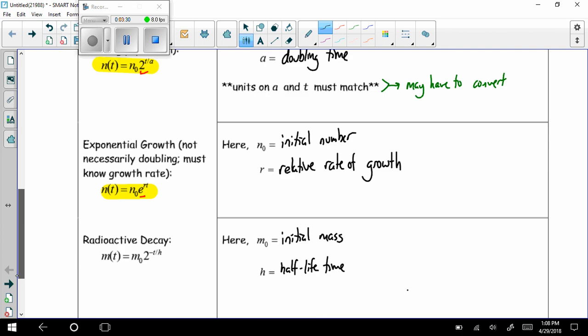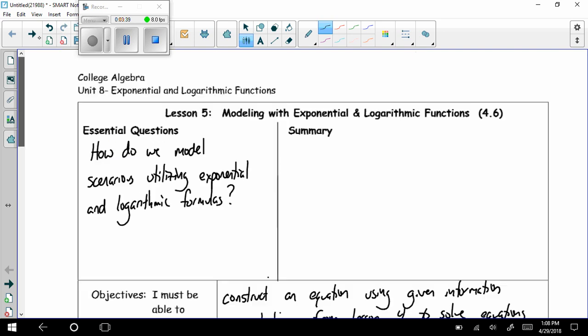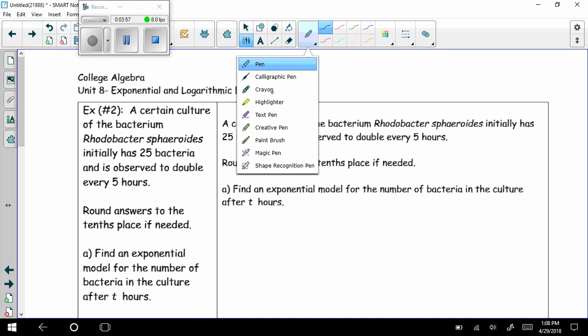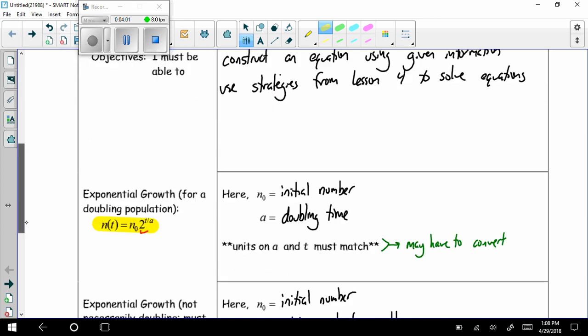I would also like to point out that there are some situations where you're going to have formulas not provided here, but it's going to be the same setup as each problem that we go through. So let's see what the first example looks like. We have a certain culture of the bacterium, Rhodobacter spheroids, that initially has 25 bacteria and is observed to double every 5 hours. So this is a specific bacteria that we're looking at, and we're seeing how long it takes to grow. And so my target word here is going to be that doubling time. So it doubles every 5 hours, so that kicks me to this formula.